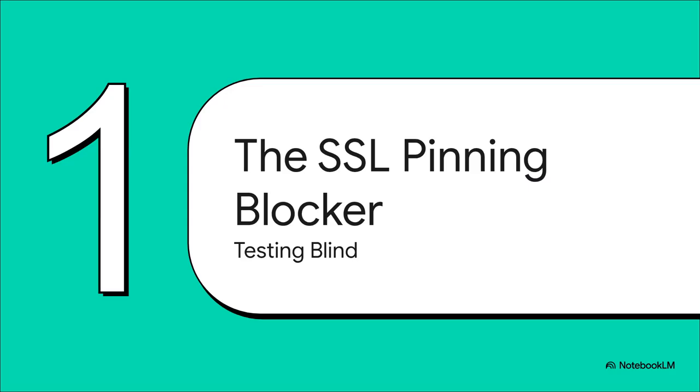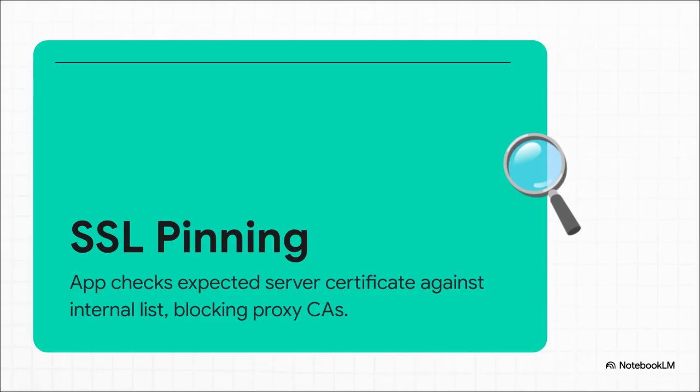Section 1. The SSL pinning blocker: testing blind. Now, before we can actually break the lock, we really need to understand it. Why exactly is our traffic getting rejected in the first place? Well, standard TLS relies on the device's system certificate store. Normally, if you install a proxy CA, like Burp Suite, as a trusted CA on your device, the app just accepts it, right? But SSL pinning acts like a hard-coded VIP guest list. The app is literally programmed to ignore the system's trust store entirely. Instead, it checks the server's certificate against its very own internal hard-coded list. And because your Burp Suite certificate isn't on that VIP list, the app just immediately drops the connection.